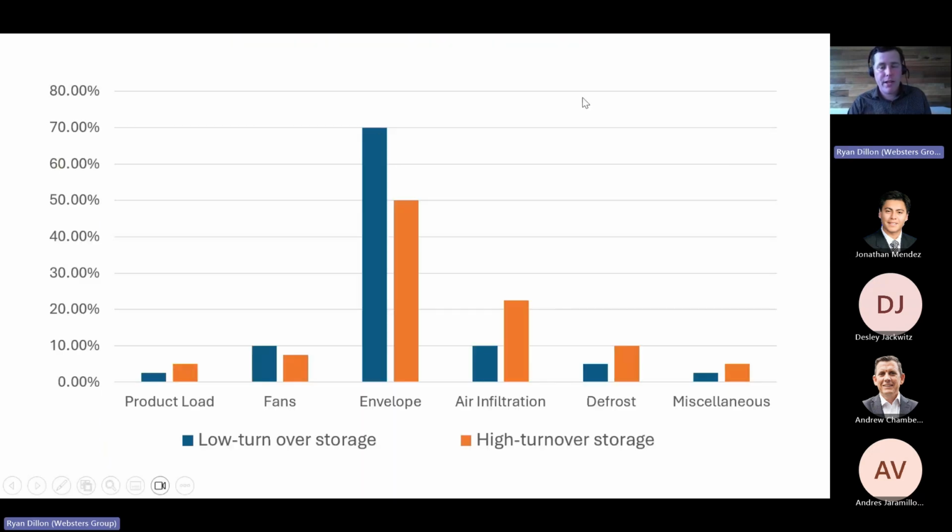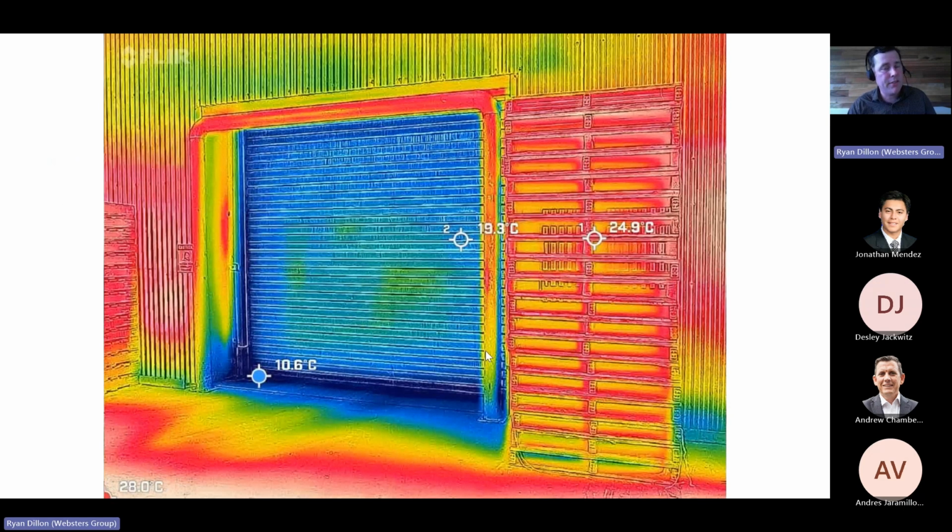And on an order of magnitude, we have air infiltration over here, and that's both the door seal as well as the number of doors opening. So this might have a low number of doors opening, and this might have a high number of doors opening. So you can see the seals are a suitable component of the actual infiltration losses that need to be dealt with. And you can visibly see it with a thermal camera.